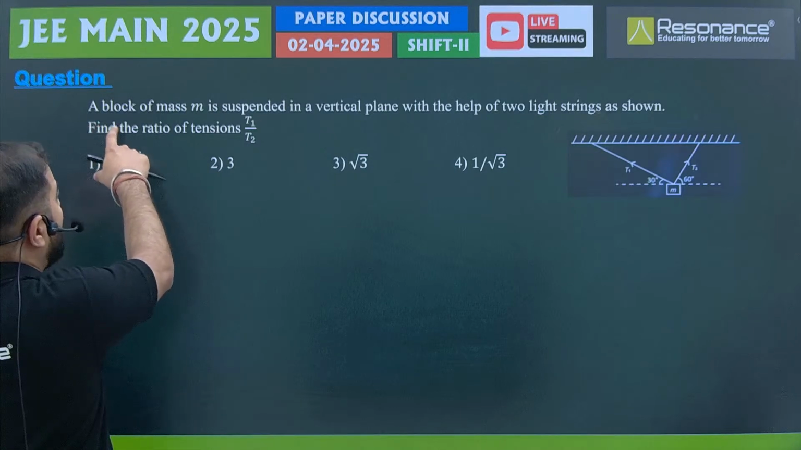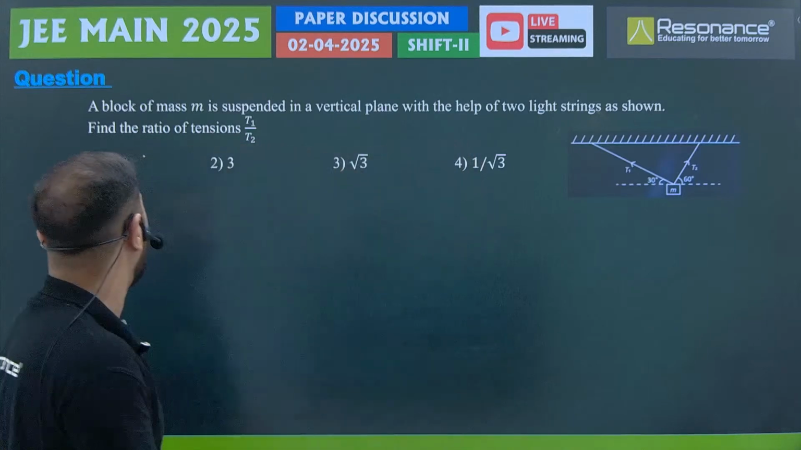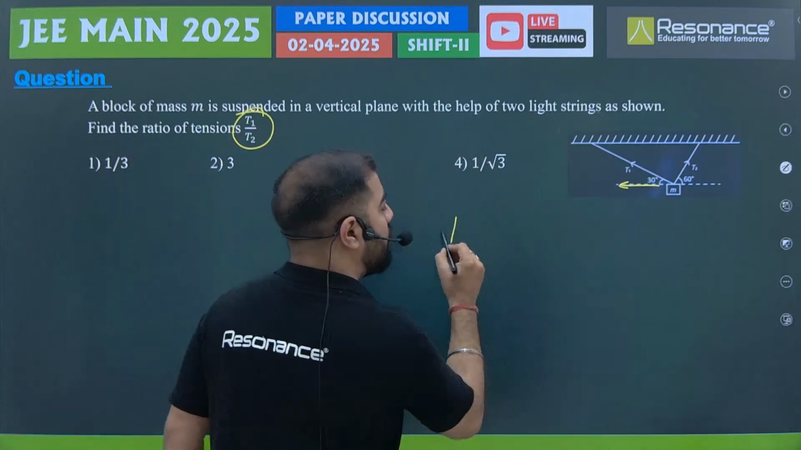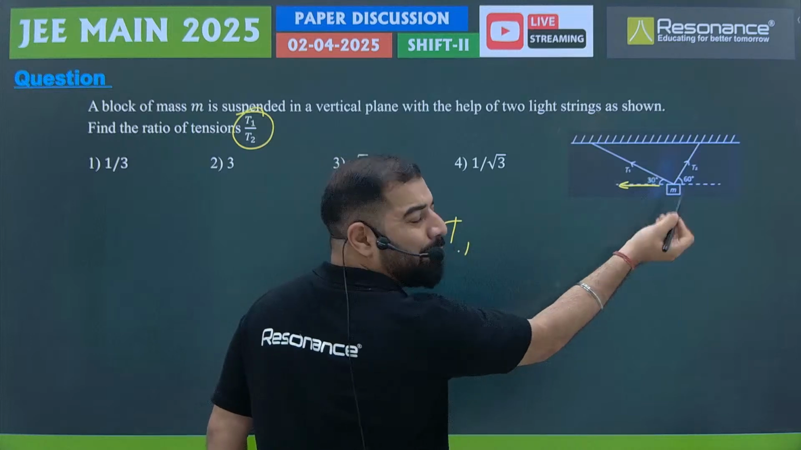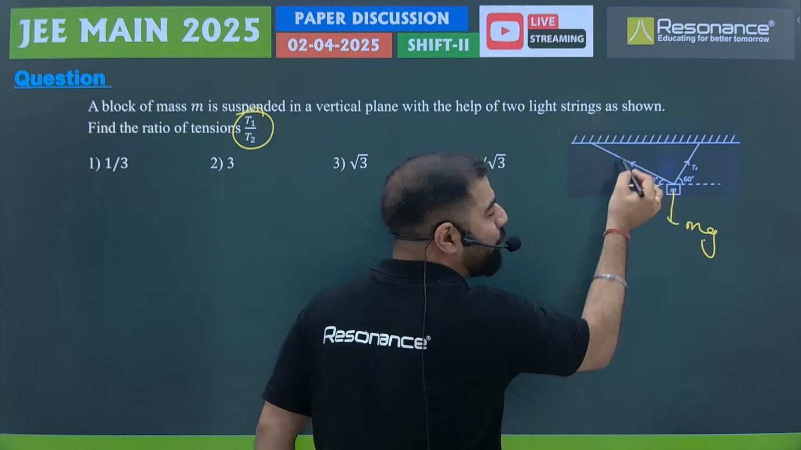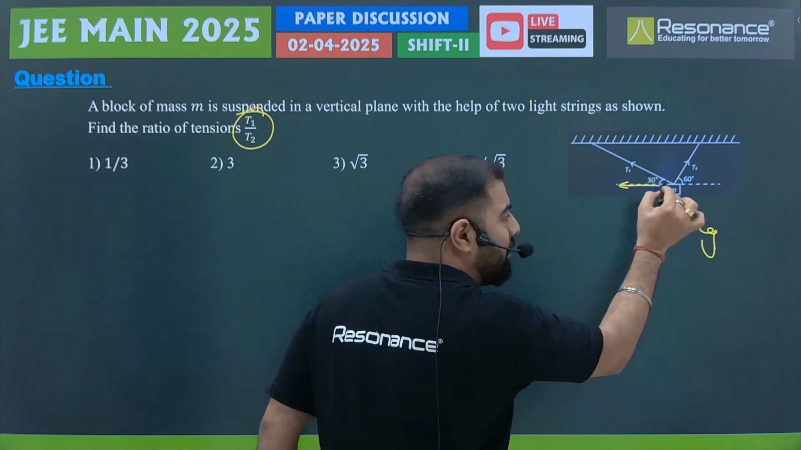So a block of mass m is suspended in a vertical plane with the help of 2 light strings as shown. Find the ratio of T1 by T2. So what is T1 this way? This is the basic Lami's theorem based question. We can see there is mg this way. We can use Lami's theorem also, like T1 by sine of opposite angle, T2 by sine of opposite angle, mg by sine of opposite angle.